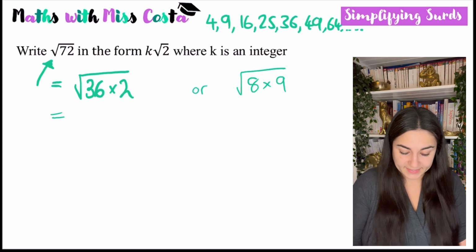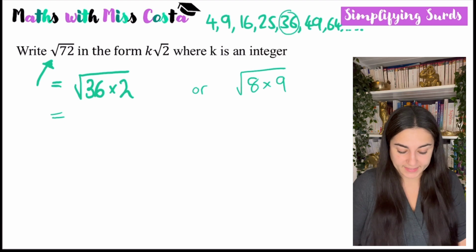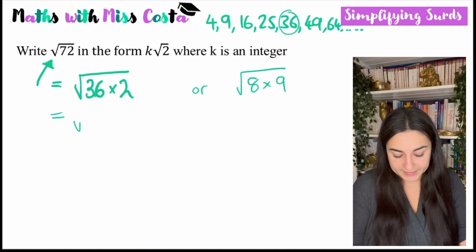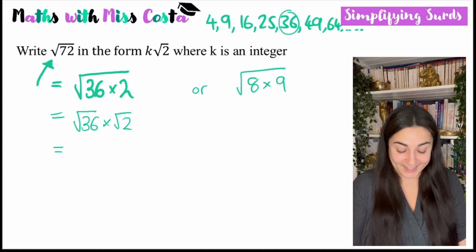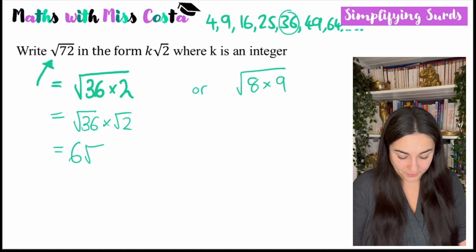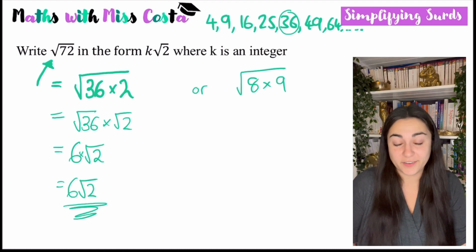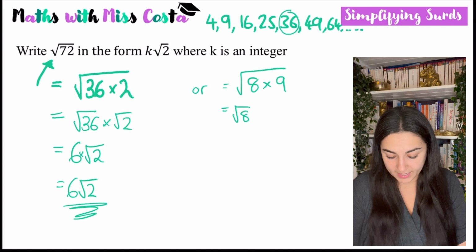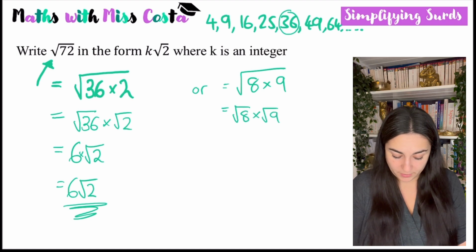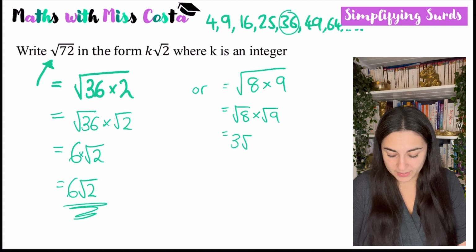So 36 is a square number, which is why I chose it, and 36 times 2 makes 72. So I could split that up into root 36 times root 2. And what's the square root of 36? It is 6. So that would be 6 times root 2, which in essence is just 6 root 2. Okay, if I'd done it the other way, so using root 8 times root 9, that would be root 8 times root 9. What's the square root of 9? That is 3. So that would become 3 root 8.